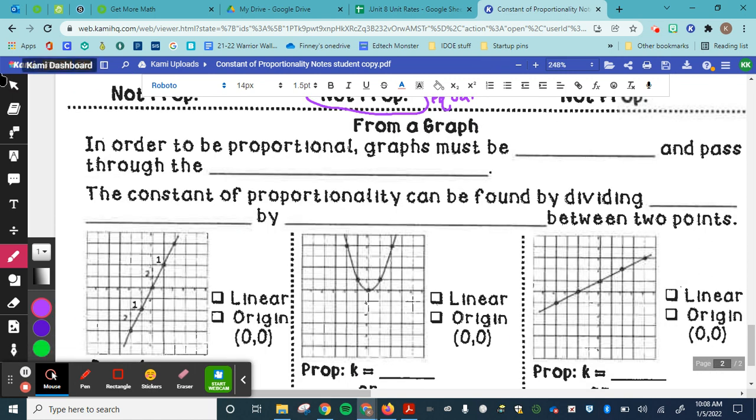And the last way, in a graph, in order for a graph to be proportional, it has to be two things. So this part, I wish that we had given you more space because you have to write two things in here. So it should be linear, which means it is a straight line. Yep, so it has to be a straight line. We do have to know that word though. We have to know that linear means straight line.